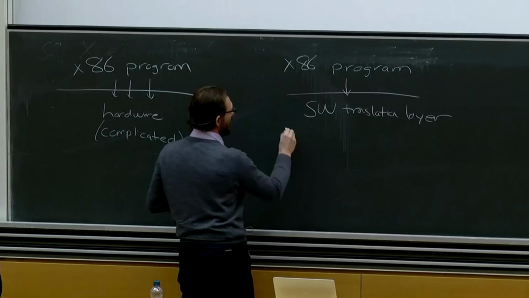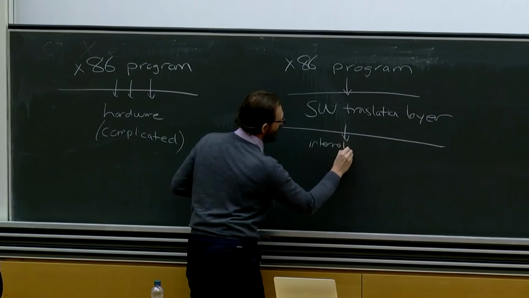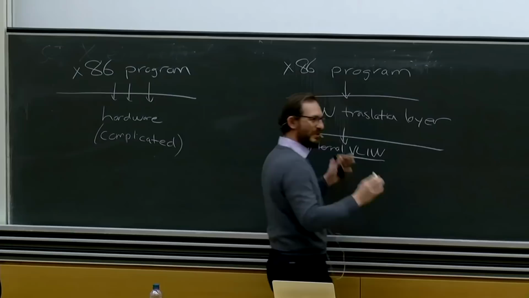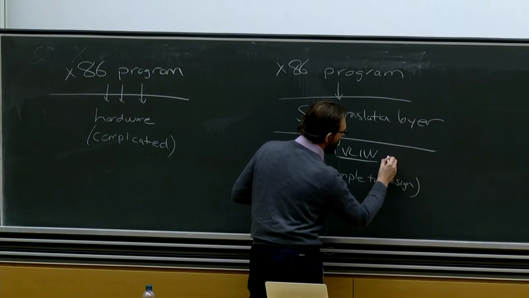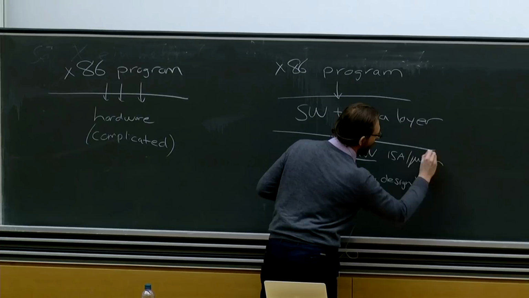Which translated x86 programs to an internal secret VLIW, very long instruction word. You don't need to know exactly what it is, but you just need to know that this is simple to design in hardware. VLIW, I will call it ISA, instruction set architecture, as well as microarchitecture, because this concept spans both, actually, as we will see later on.